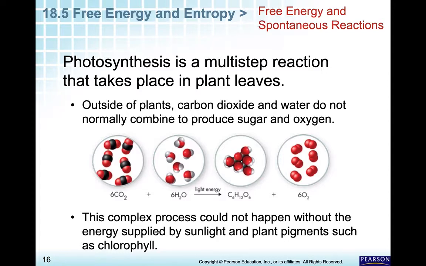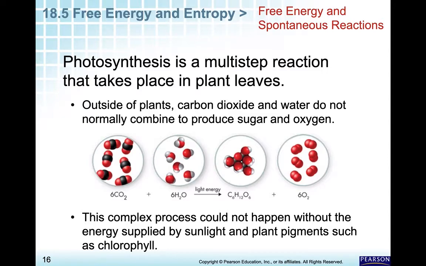Now, this is a complex process. It's a multi-step reaction. There are many intermediate steps in there to make that possible. But if we just looked at an overall reaction, we would see carbon dioxide and water making sugar and oxygen. Now that is not something that would normally occur. We can't do that outside of a plant, right?